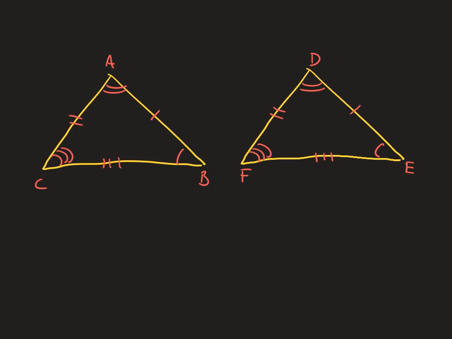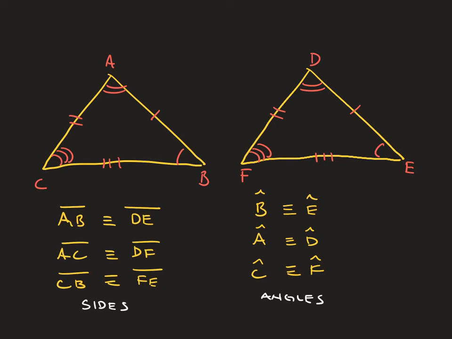Take a moment now to try to label all the angles and all of the sides using good notation, and check your work against mine. Pause the video. If you did it correctly, you should have ended up with something like this. AB congruent with DE, AC to DF, CB to FE, and with the angles B is equal to E, A is congruent to D, and C is congruent with F.